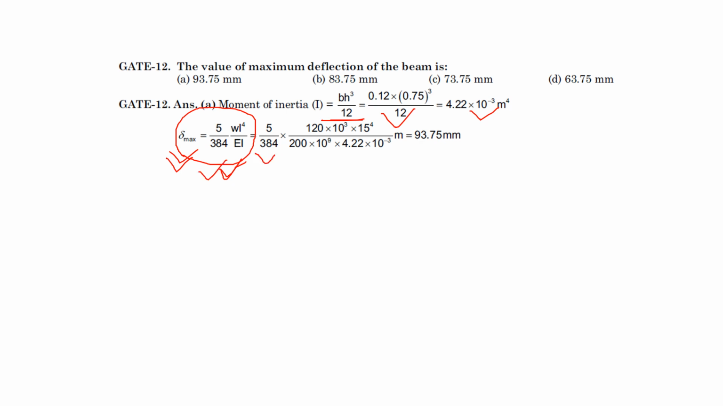So this is 5 by 384 into 120 into 10 by 3 into 15 to the power 4 by 200 into 10 to the power 9 into 4.22 into 10 to the power minus 3. If you simplify this, you will get 93.75 mm. So again, the answer is A.